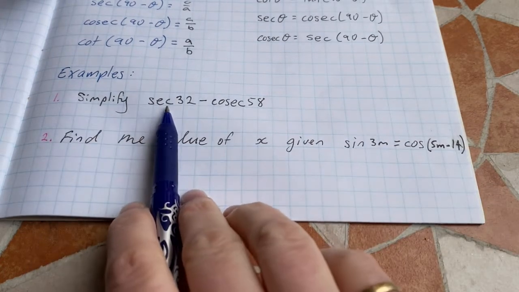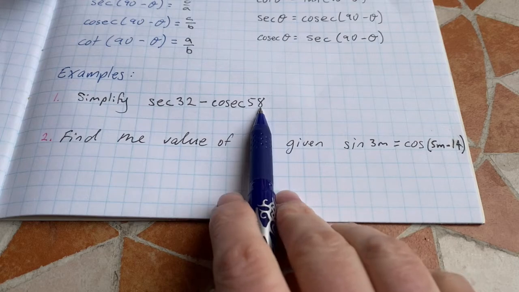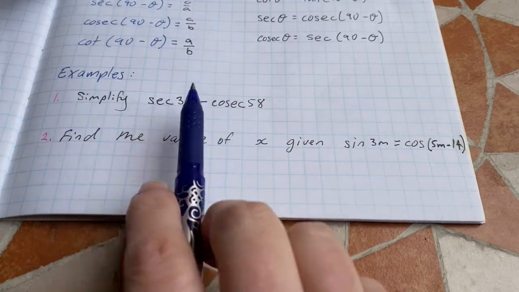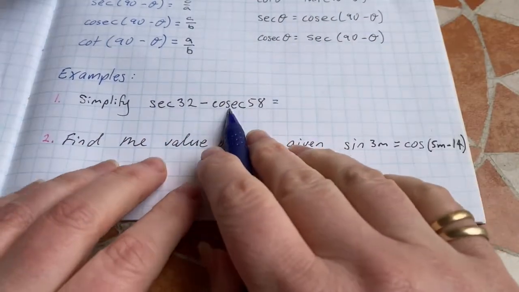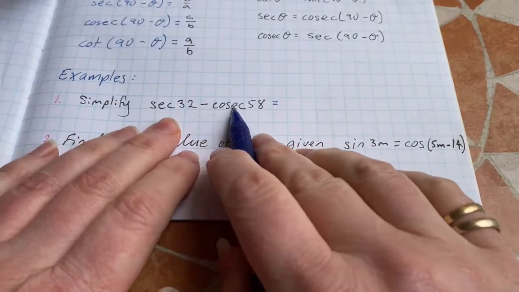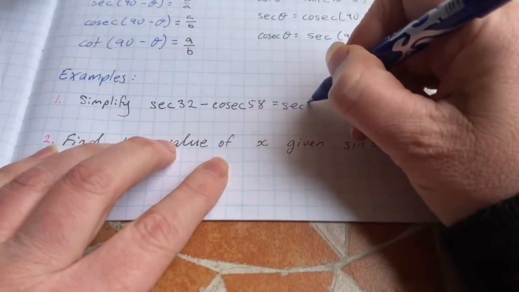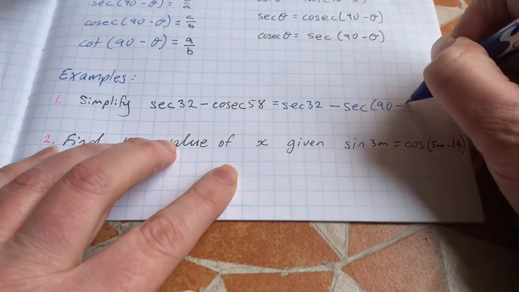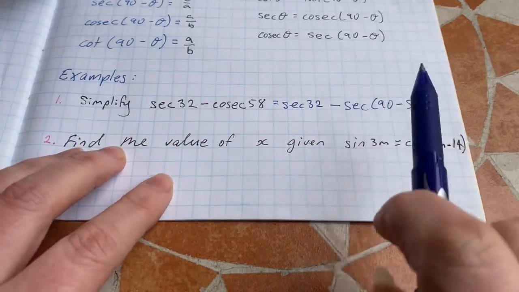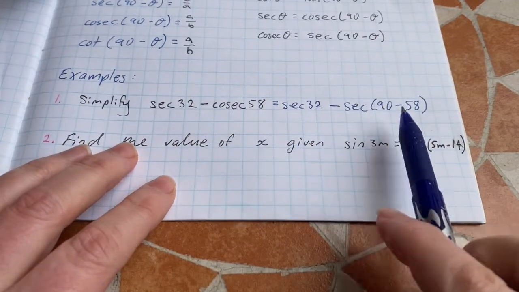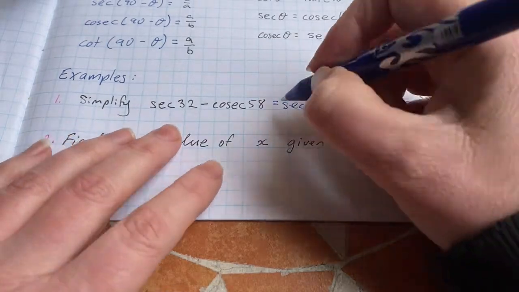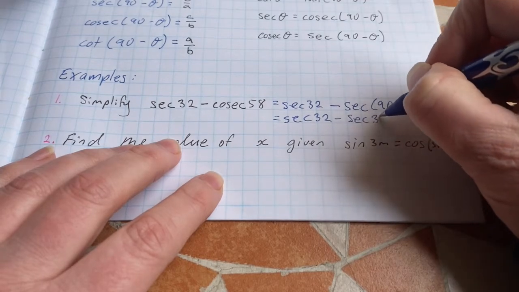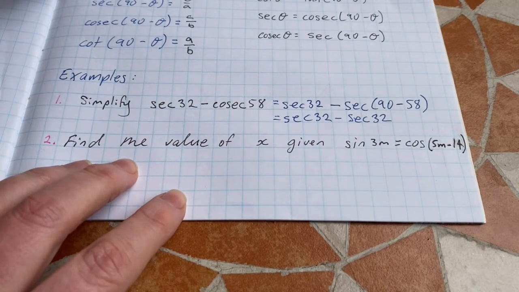So the first one is to simplify sec 32 minus cosec 58. Now we can simplify this much more easily if they're the same, so either both cosec or both sec. So I'm going to change this second one to sec. I could go either way. Because this is the complement of sec, that would be equal to sec of 90 minus 58. So take off the co and you get a 90 minus instead. Now 90 minus 58 is actually 32. And a lot of these questions, that's exactly what you're going to get. You're going to get something that simplifies down quite nicely.